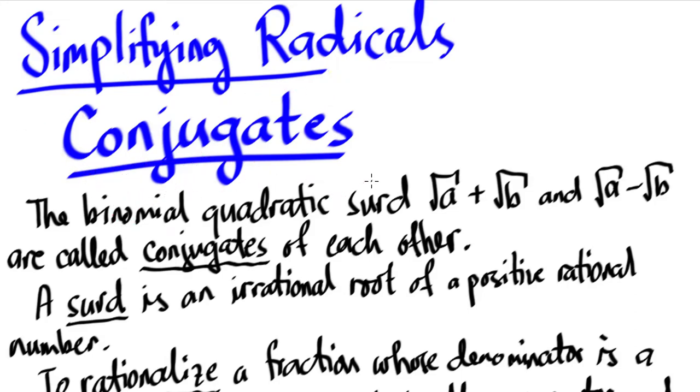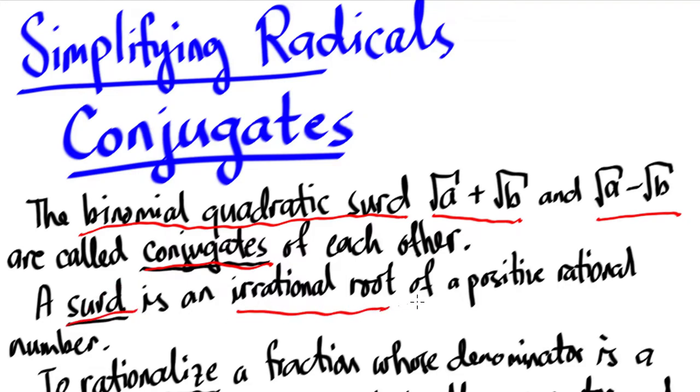The binomial quadratic surd, which we're going to define a little bit. Just take note of this: square root of a plus square root of b and square root of a minus square root of b are what we call conjugates of each other. A surd, by the way, is an irrational root of a positive rational number.